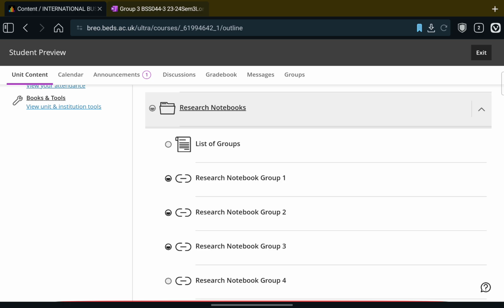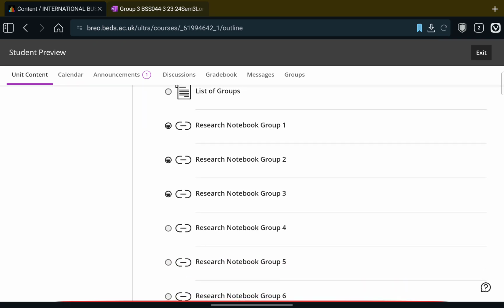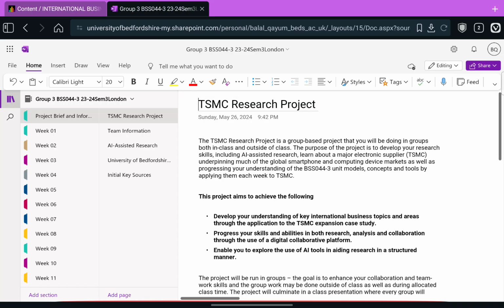Once you've identified what group you're in, you just need to open the right link. Only people within that group will have access to that particular research notebook, and you can only open your own. It opens a Microsoft OneNote notebook. Everyone in the group has access to the same notebook, so it is a group notebook, and it is what we'll be working with each week.